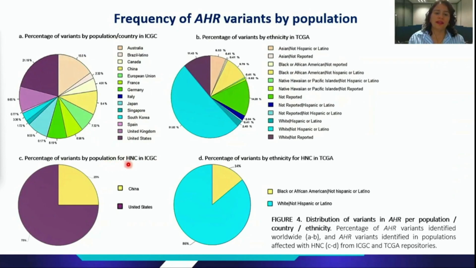Talking about head and neck cancer specifically, according to ICGC, 75% of the variants were reported in individuals from the United States and 25% in individuals from China. According to TCGA, the variants reported in head and neck cancer belong 86% to white, non-Hispanic or Latino individuals, and 14% were identified in African Americans.